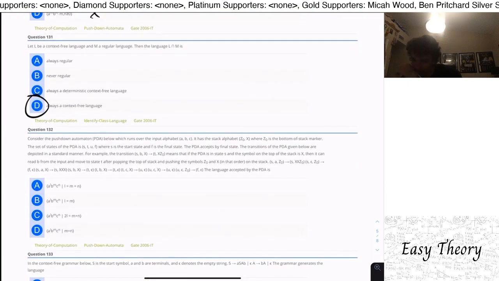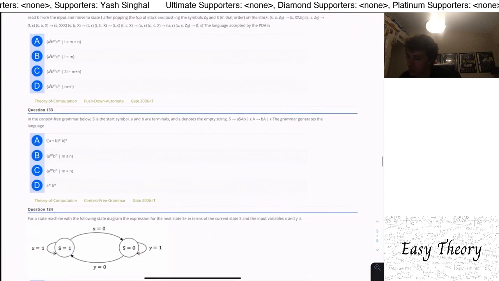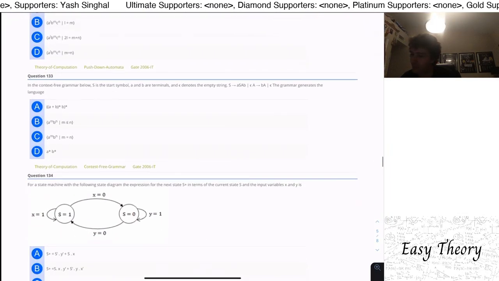Consider a PDA that... Oh boy. Z0 is the bottom of stack, set of states where S and F are the start and final state, accepting by final state. Transitions are depicted in standard manner. If the top is X, then it can read B from the input and move to state T after popping and pushing the symbols Z0 and X in that order, and so on. Well, there isn't a PDA below, so I can't really answer the question, sadly.